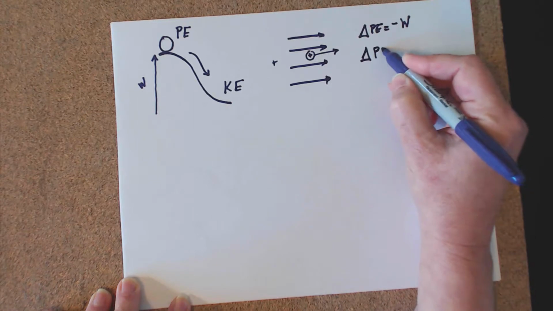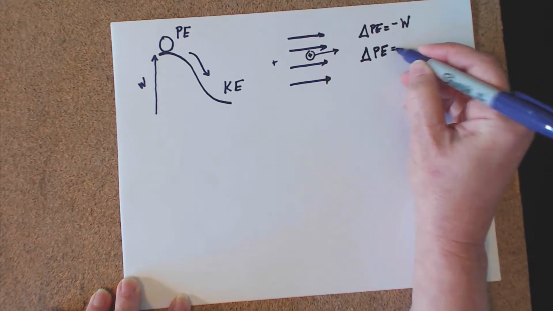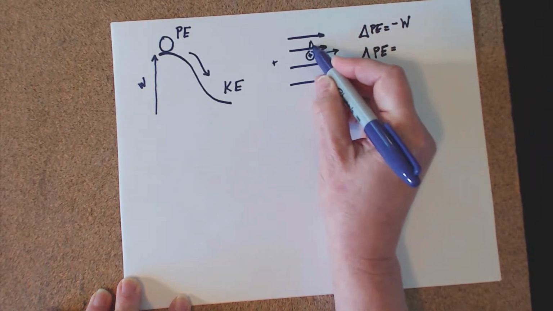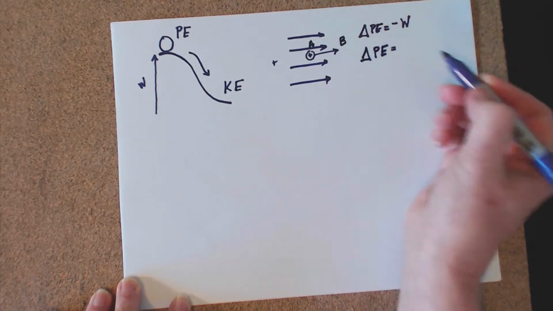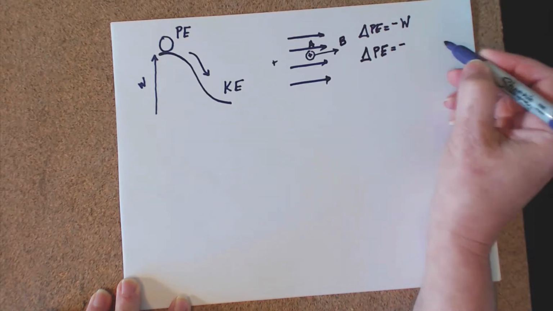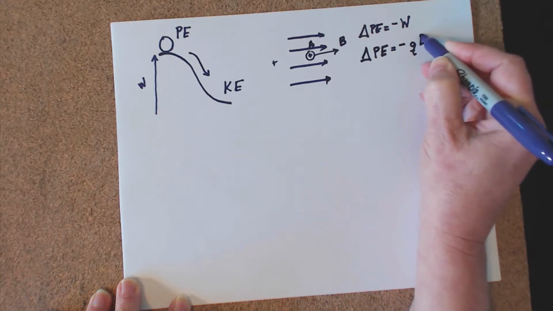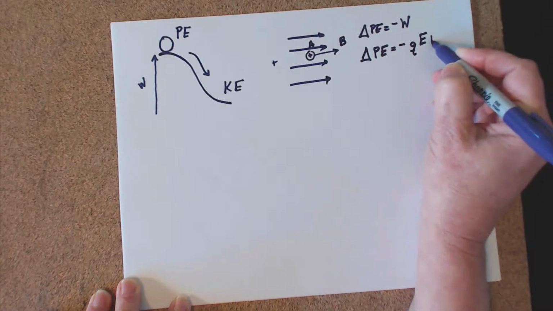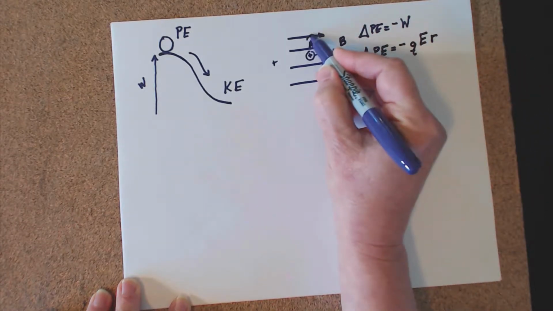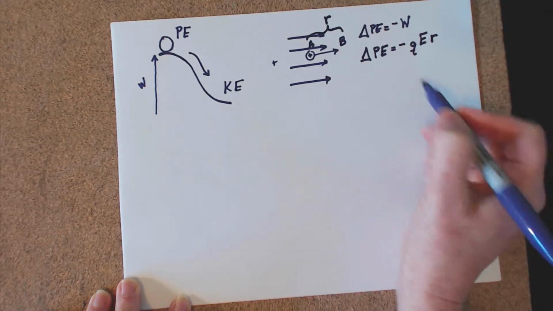So when this test charge is placed inside this electric field, the charge is going to move from position A to position B. And when it does so, its electrical potential energy changes. The change in electrical potential energy is equal to the negative value of the charge times the strength of the field times how far it's gone. So this is our equation to find our change in potential energy.